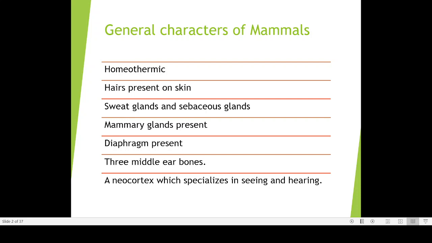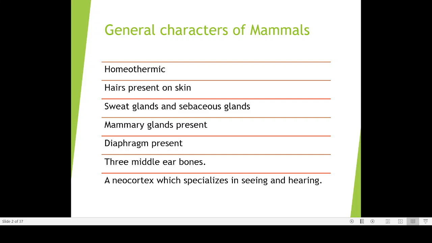Other than mammals, we cannot find a mammary gland in any other animal. So the presence of the mammary gland is a unique feature. That is why mammals are known by that name. The name mammal came from this: mammal means the milk producing gland.